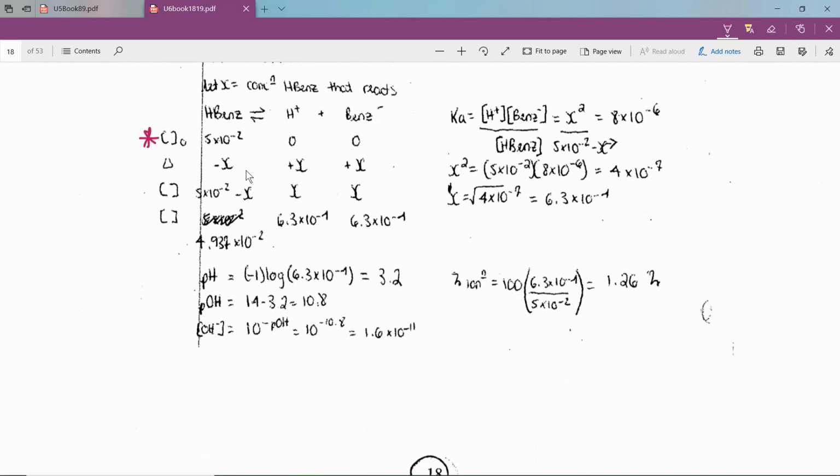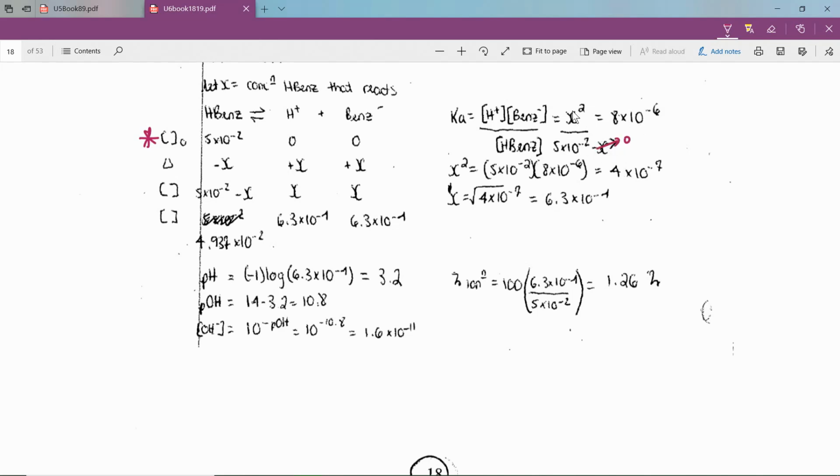Okay, so if I let x be how much HBenz is lost. This is a Saturday night I'm doing this, everyone, okay? So it's lots of fun tonight. So I lose x of HBenz, I gain x of H plus, and x of benz minus. So at equilibrium, I have 5 by 10 to the minus 2 minus x of HBenz, x of H plus, x of benz minus. Put them into my Ka expression. I got x squared over 5 by 10 to the minus 2 minus x is 8 by 10 to the minus 6. Get rid of that x in the denominator.